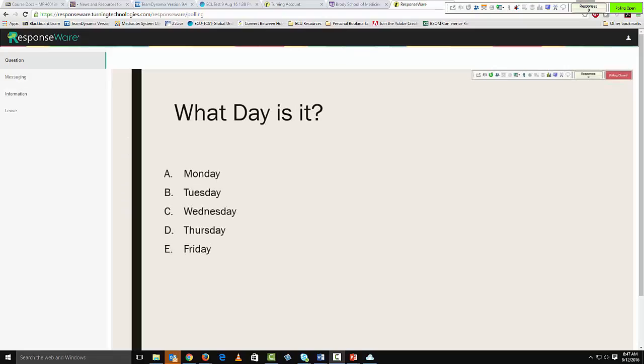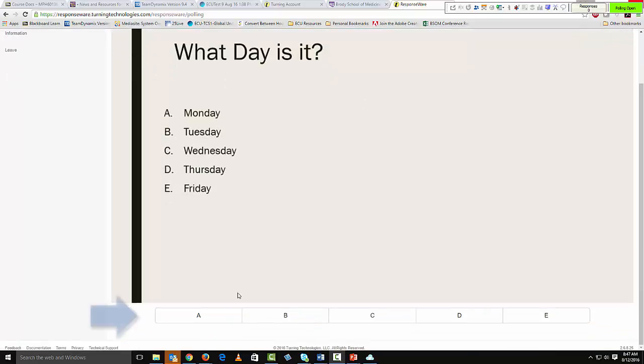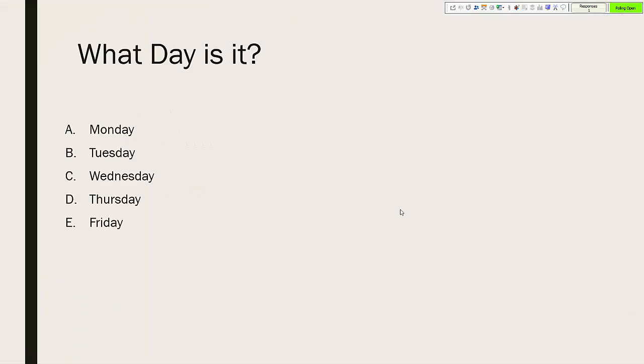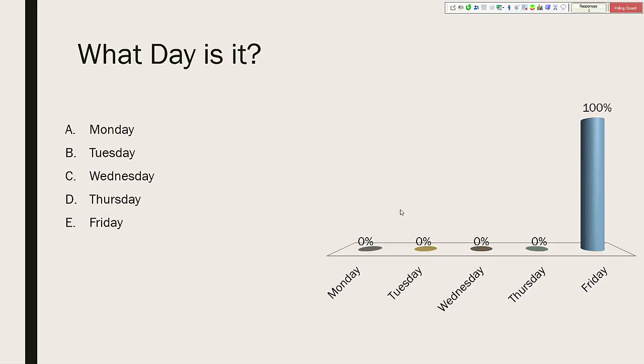Now that a question has appeared in the PowerPoint presentation, you'll see in ResponseWare that that same question has shown up in my question window, and I have a list of answer options down at the bottom of the screen. Since today happens to be Friday, I'll choose E. And then if I were to go back to the presentation, you would see this up on the projector. You'd see that the results now show as 100% for Friday, since I'm the only person participating in this poll.